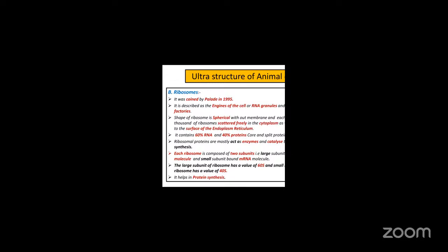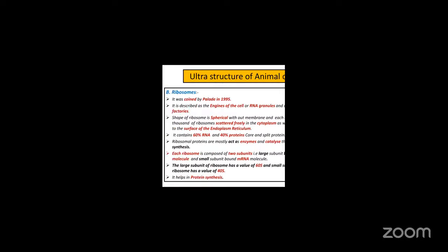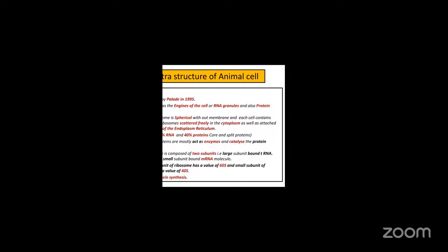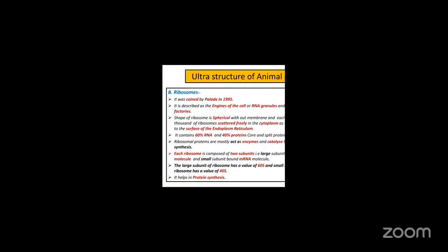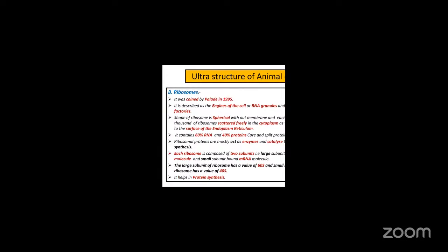Now, each ribosome consists of two subunits: a larger subunit and a smaller subunit. The large subunit binds the transfer RNA, whereas the small subunit binds the messenger RNA molecule. The larger subunit of the ribosome has a value of 60S, and the small subunit has a value of 40S. So always remember, the larger subunit is 60S and the smaller subunit is 40S.